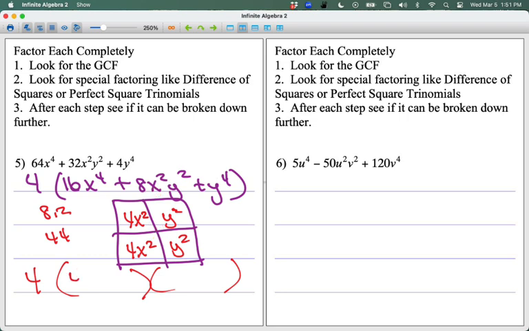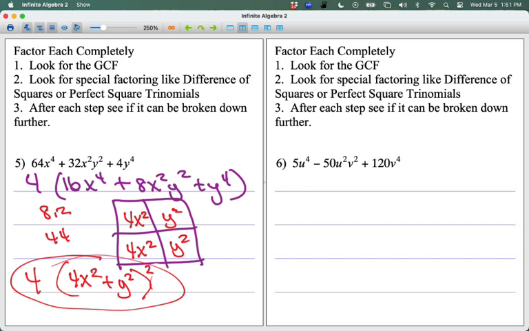So it's going to be 4x. Oh, and I notice they're the exact same thing, so I don't need to write that part. I can just write 4x squared plus y squared, and I can do it squared. It was a perfect square trinomial.